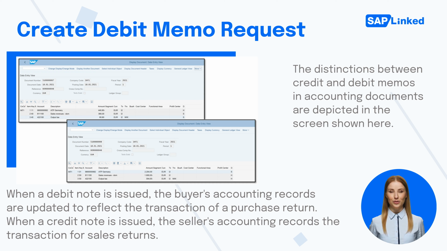The distinctions between credit and debit memos in accounting documents are depicted in the screen shown here. When a debit note is issued, the buyer's accounting records are updated to reflect the transaction of a purchase return. When a credit note is issued, the seller's accounting records the transaction for sales returns.